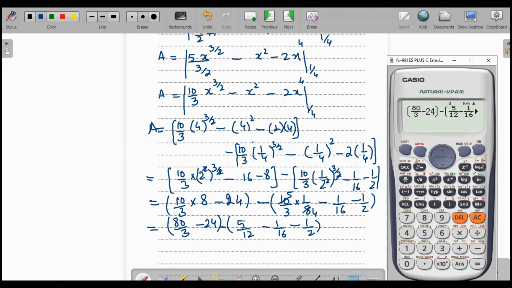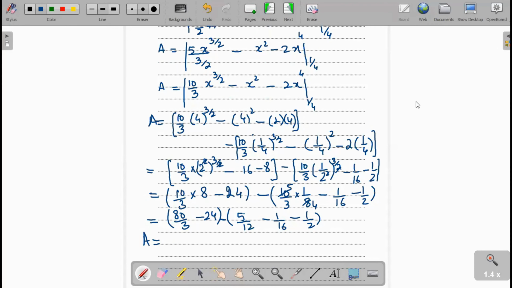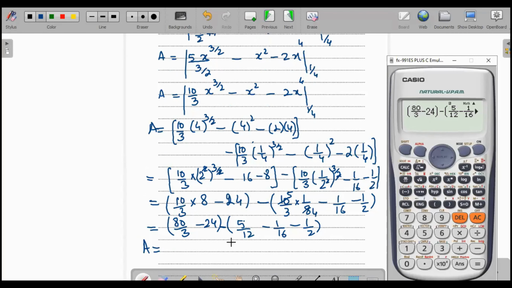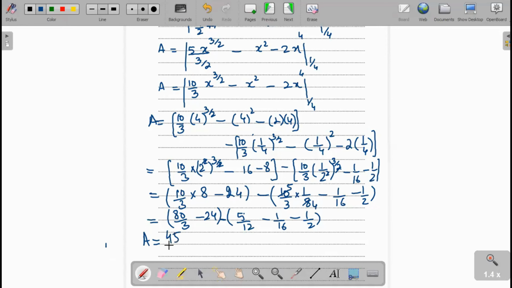Now we put the values in the calculator: 80 over 3 minus 24 minus 5 over 12 minus 1 over 16 minus 1 over 2. Now we get the answer: 45 over 16.